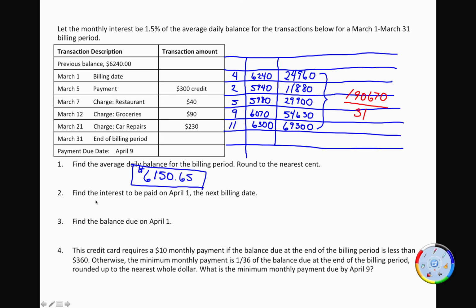Okay. Now it says find the interest to be paid on April 1st, which is the next billing period. The monthly interest is 1.5% of the average daily balance. So 0.015 times my average daily balance from above is $92.26. Actually, it's 0.259. So $92.26 is the interest that they're going to add.